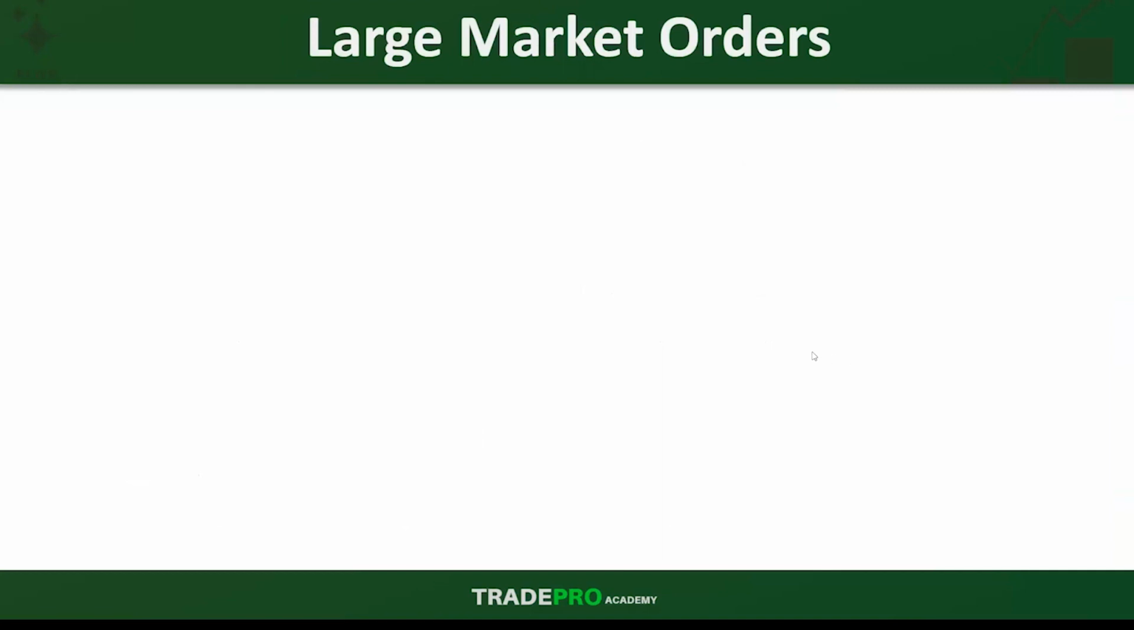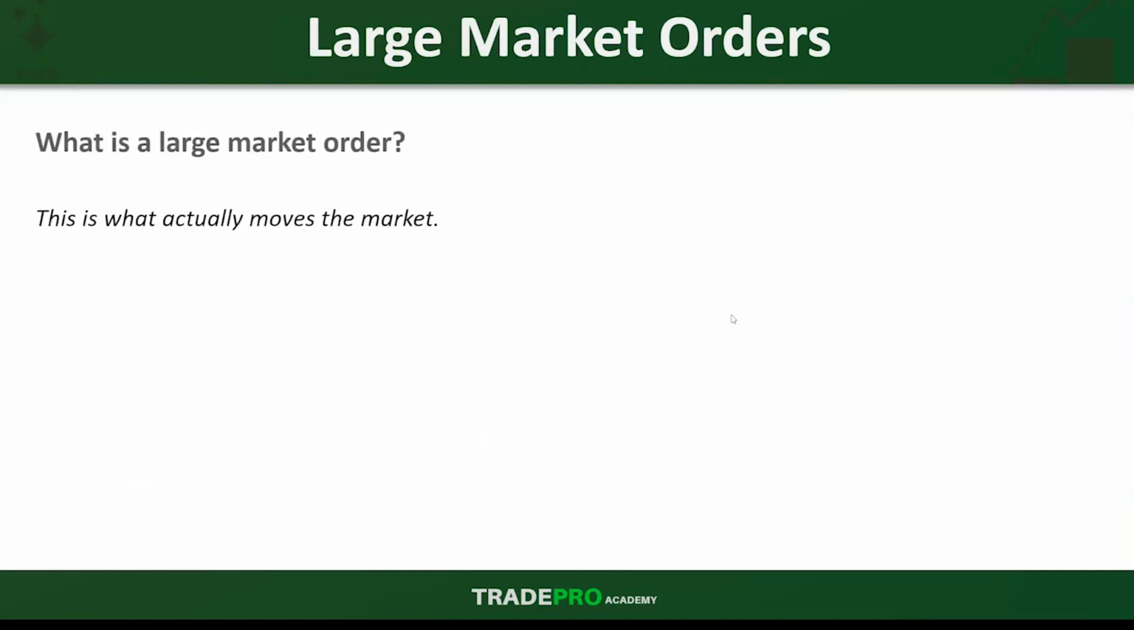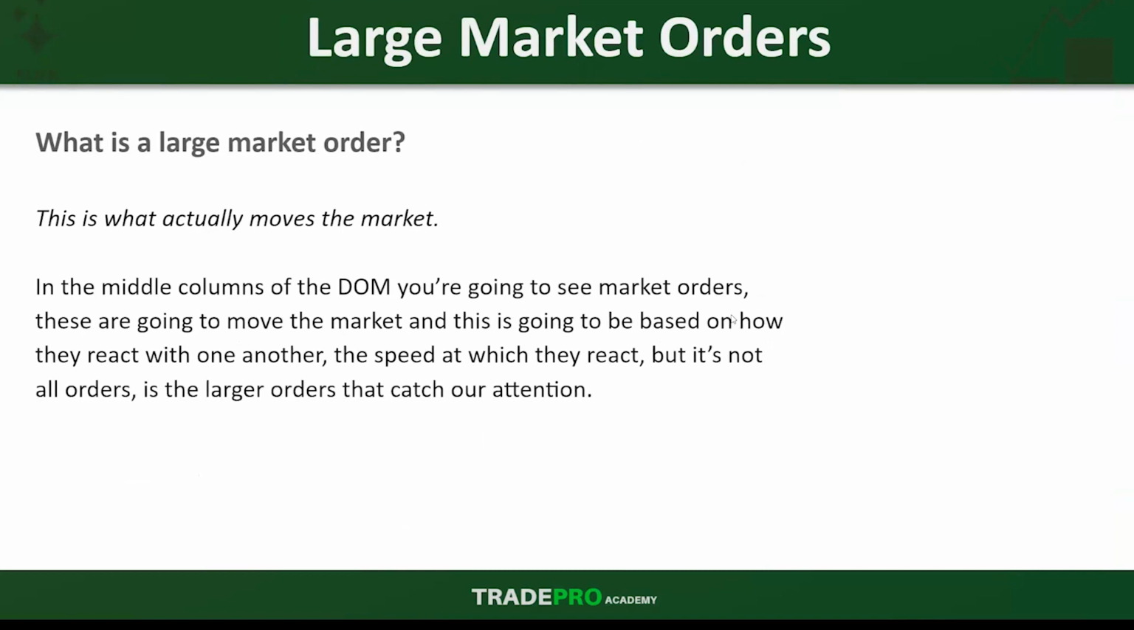Now, large market orders, this is a huge topic, especially if we're talking about strong-handed sellers, buyers, and institutional money. What is a large market order, right? This is what actually would move the market. In the middle columns that we've just been talking about of the DOM, you're going to see market orders. These are going to move the market, and this is going to be based on how they react with one another, the speed at which they react.